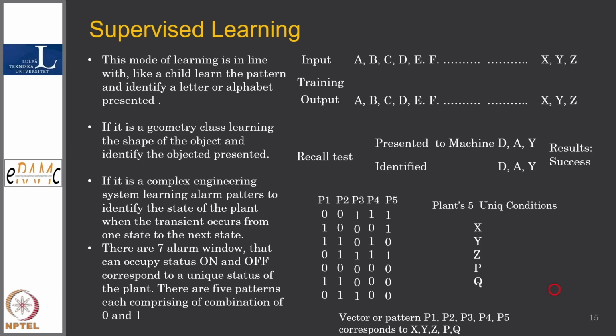For simplicity we have taken this 7 and 5 pattern. But when you model a complex plant, you can have a larger finite number of patterns and associated finite outputs. And the ANN, or machine learning algorithm, has to be trained.